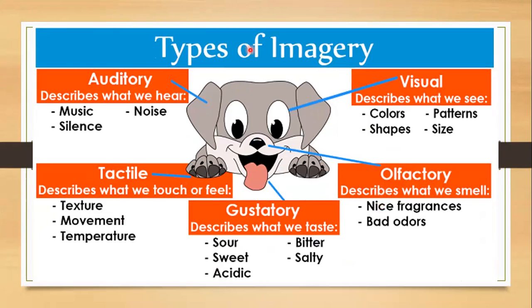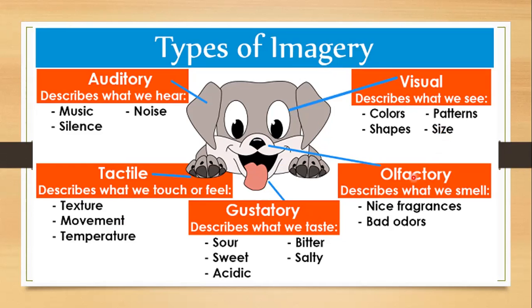We'll see here the types of imagery. The first type is visual imagery, الصور المجازية البصرية, and it is related to the scene. It describes what we see. For example, the writer describes a picture, shape, pattern, size. For example, when the writer writes that I met a very tall, green-eyed person, you take into your mind a picture of a tall, green-eyed person. You are reading these words, but you are painting a picture in your mind.